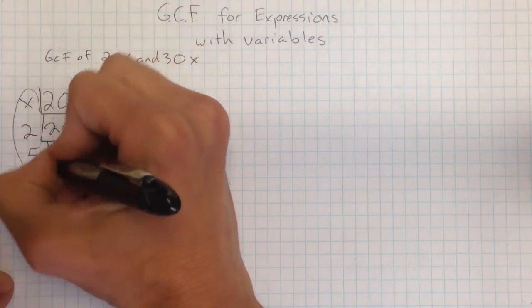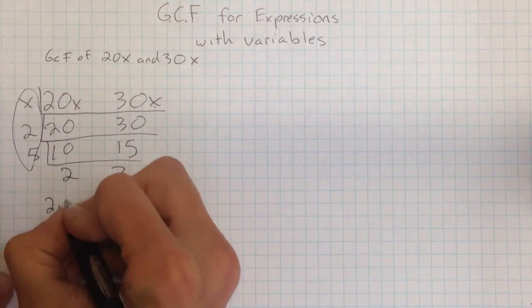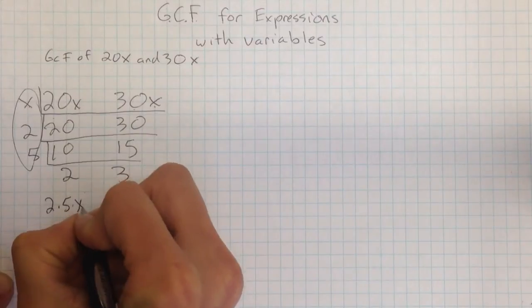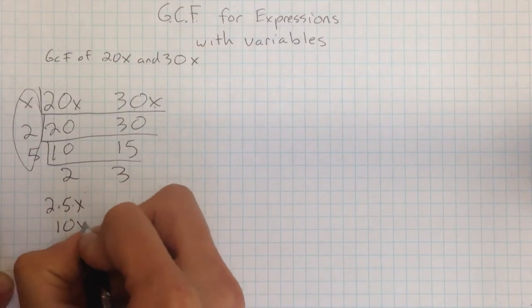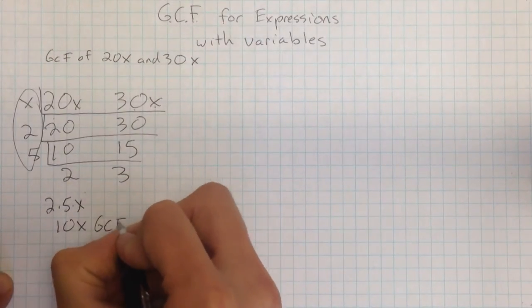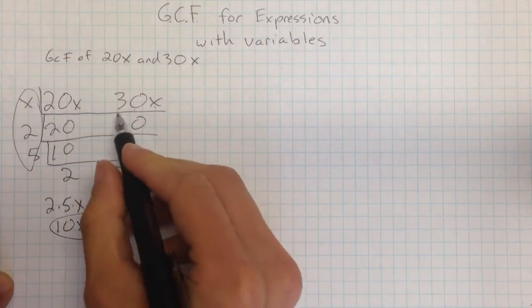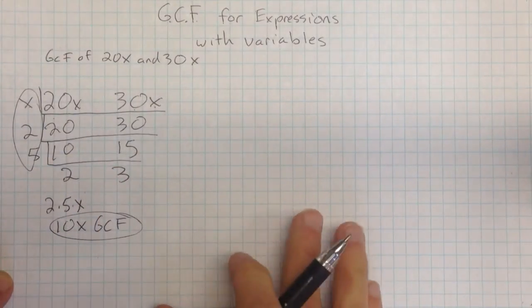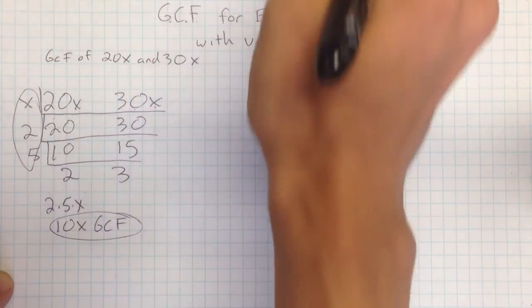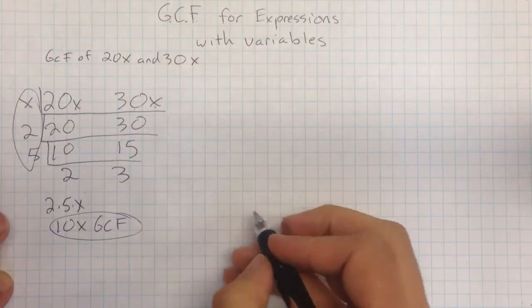So then I just circle the numbers on the left, multiply those. 2 times 5 times x. That's going to give me 10x is my GCF. Okay. We could also do this using the other method, which was the prime factorization method.